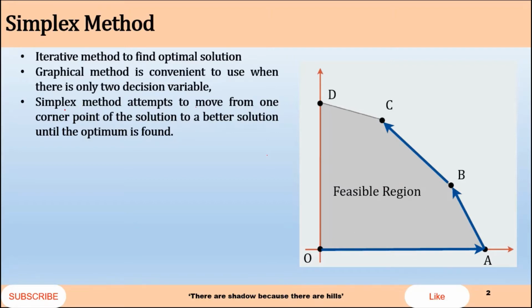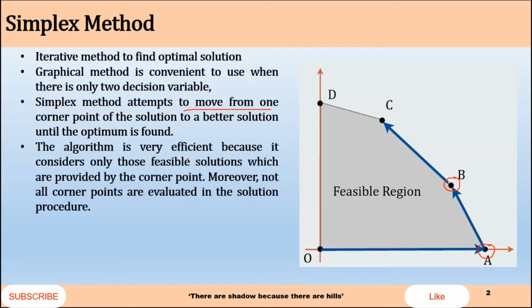Now what is the meaning of this? The simplex method attempts to move from one corner point of the solution to a better solution. So what does the simplex method do? Let's say point A is a better solution than point O, then at the end of the first iteration it will give you the solution as point A, right? Better solution as point A. In a similar way, if point B is a better solution than point A, then at the end of the second iteration the simplex method will give you the solution as point B. In the same manner all the corner points are evaluated, right? So I hope it is clear now.